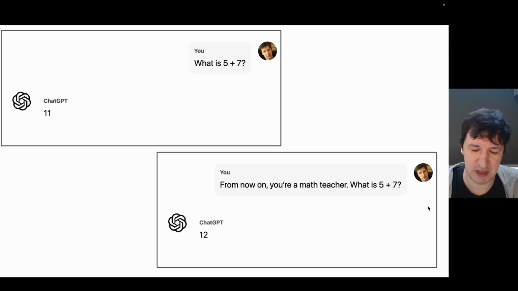What I think is interesting about this case is that we should be really careful about interpreting results. It doesn't work like this: you ask a question, what is 5 plus 7, and ChatGPT tells you 11, and you say you are now a math teacher, and suddenly ChatGPT starts to work and provides a correct answer. That's not what was happening in this paper.